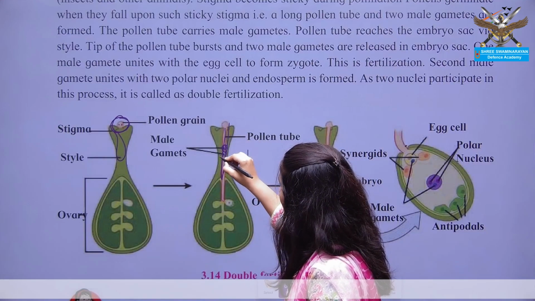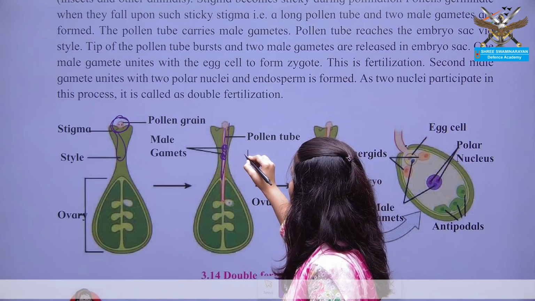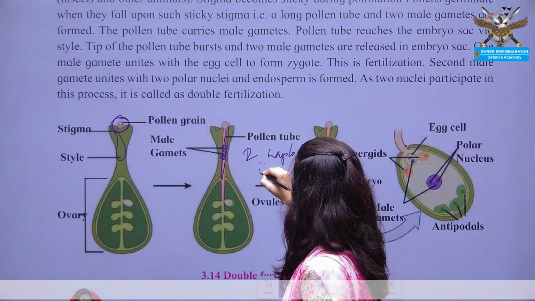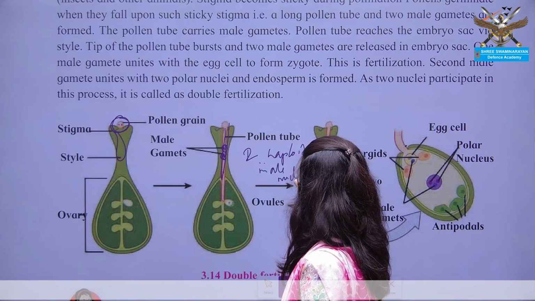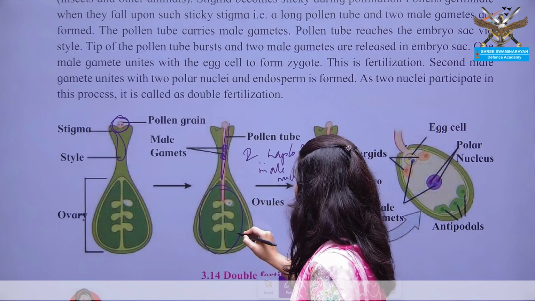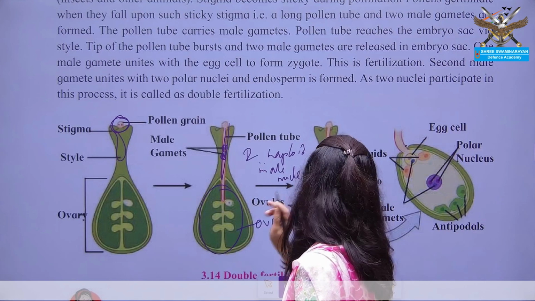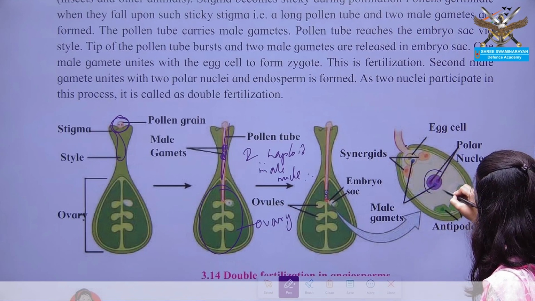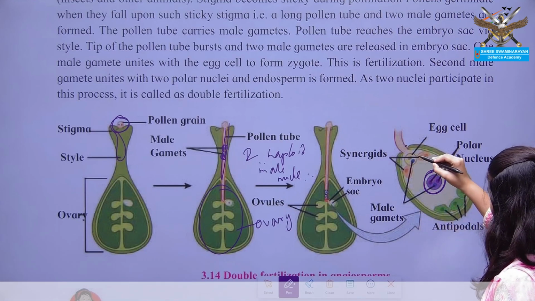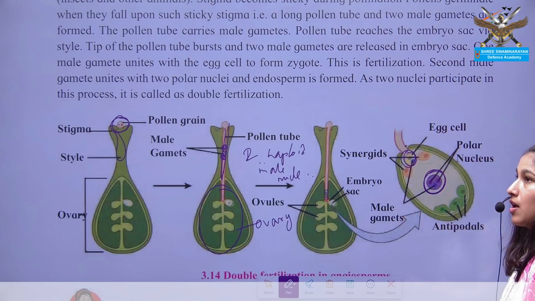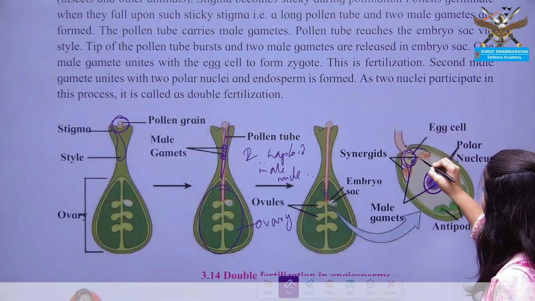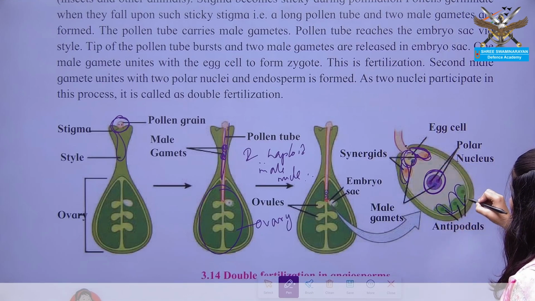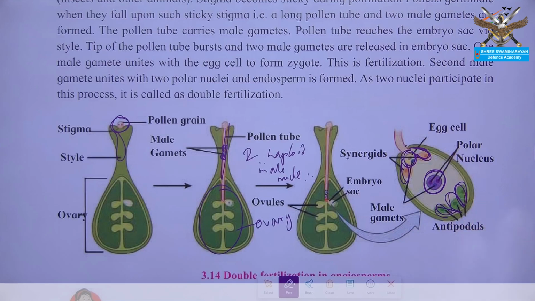The pollen tube has two male nuclei, two haploid male nuclei. Okay, they are transferred to where? Ovary region. They are transferred to the ovary. If you discuss the structure of the ovary, in the ovary there is presence of polar nuclei. Okay, and here there is presence of the egg cell. Surrounding the egg cell there is presence of synergids, and at the anterior portion there is presence of antipodal cells.